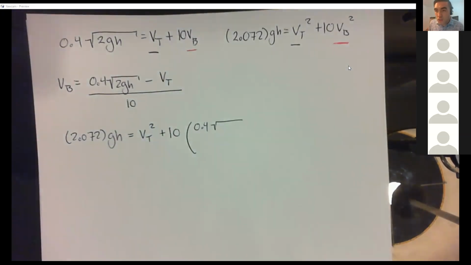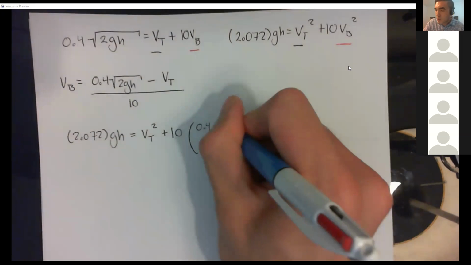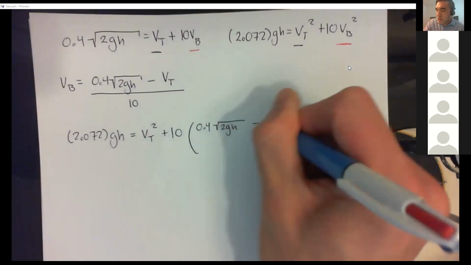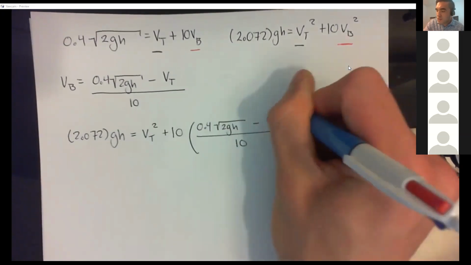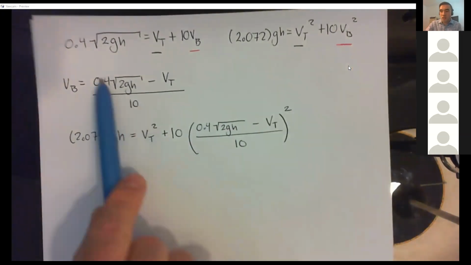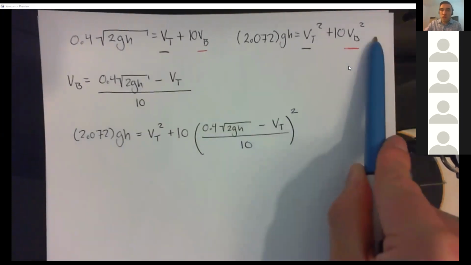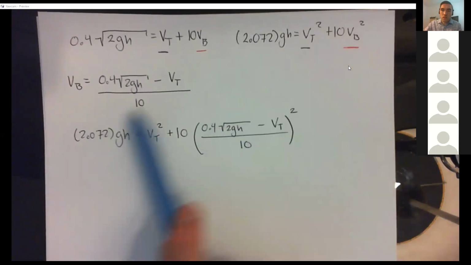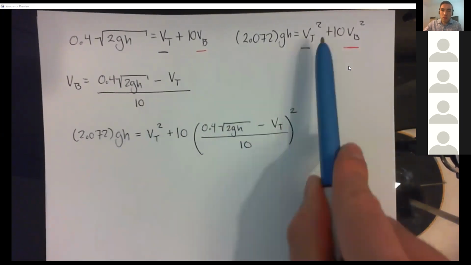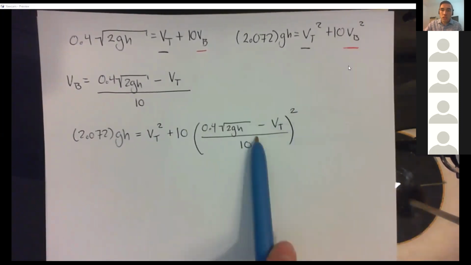And I hope y'all can see why we didn't do this as the intro to the section, because if I did this as the intro to the section, everybody would have ran screaming. 0.42 GH minus VT, all divided by 10 squared. So this is just me taking this redefinition for the final velocity of the basketball and plugging it into the conservation of energy equation. So this has come down in its form. So the left-hand side is the same, VT squared is the same, the 10 is 10. The only thing I'm doing is I'm saying VB squared is actually this squared.